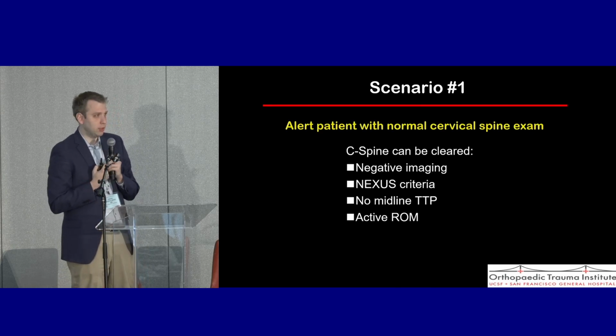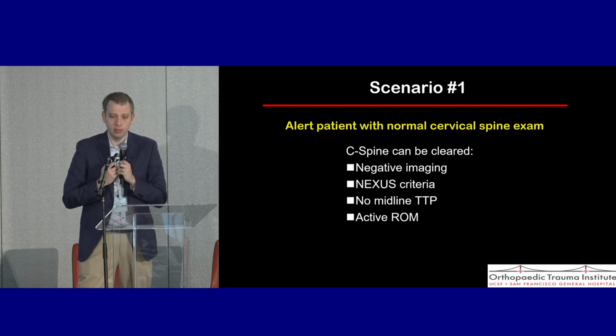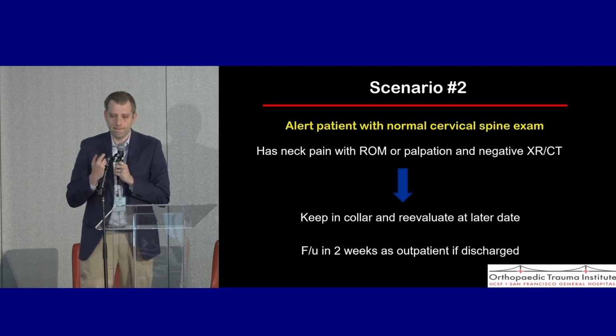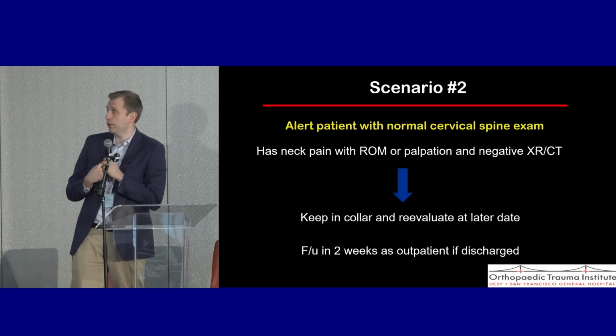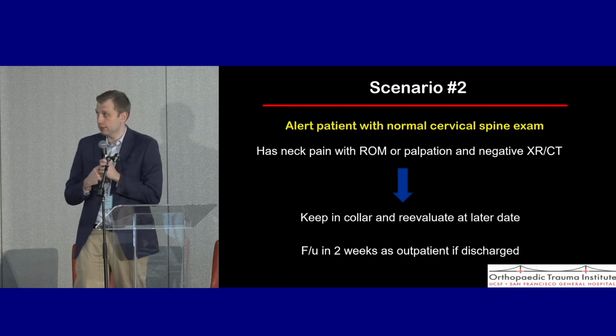So scenario number 1, the alert patient, normal cervical spine exam. The C-spine could be cleared with negative imaging, NEXUS criteria fulfilled, no midline tenderness to palpation, and painless active range of motion. Scenario 2, you've got this patient who's alert, normal exam, but he has neck pain with either range of motion or palpation and unremarkable x-rays and CT.